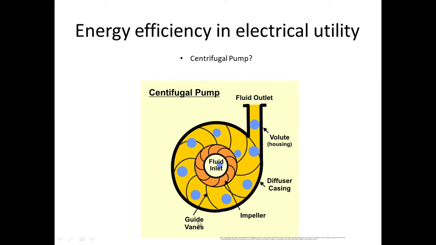Because of the casing of the centrifugal pump, some more pressure is also increased. So the pressure of the fluid increases in this pump in two ways: one with the help of the impeller, and second because of the volute shape of the casing. High pressure fluid is then supplied to the delivery section where it is needed.